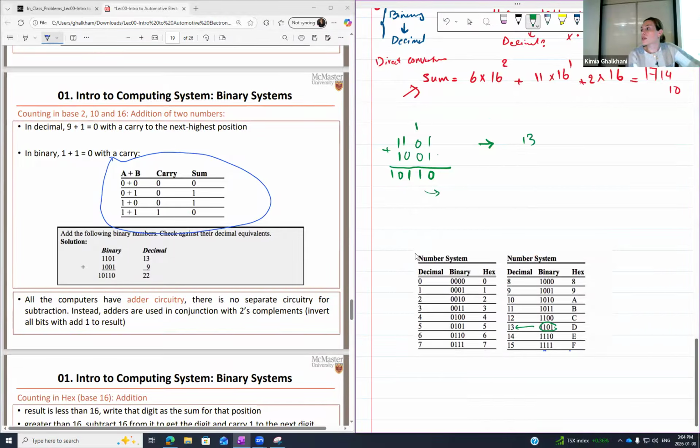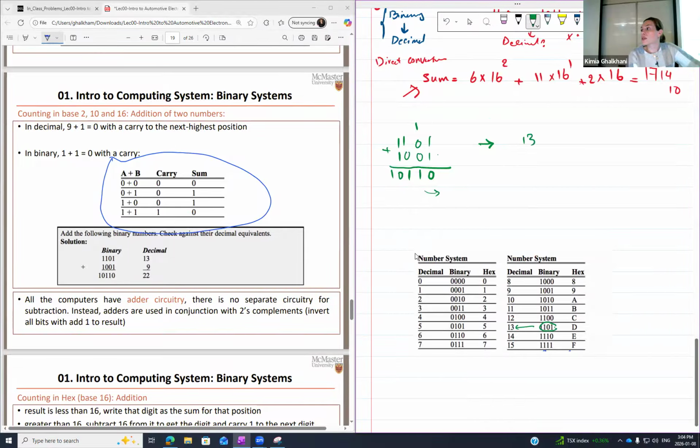Then I have 1001. What's the decimal equivalent? It's this one, 9. I put it down. And this becomes 22. So either I first find the equivalent in decimal for each of them individually, then I do the summation, or I finish the summation in binary and then I convert it to 22. Either will work. Make sense? Next.